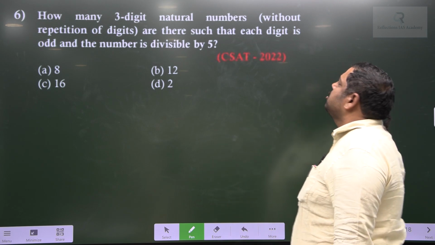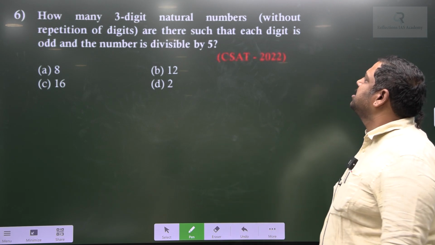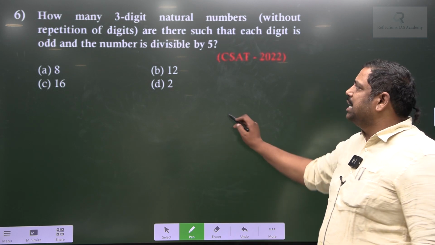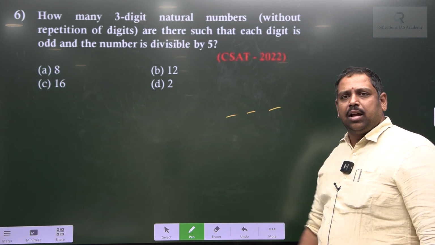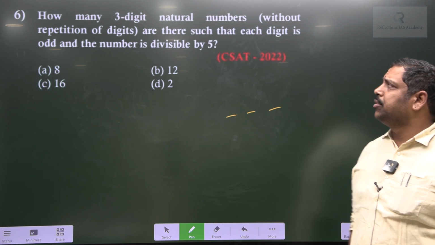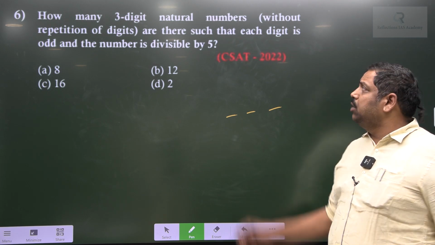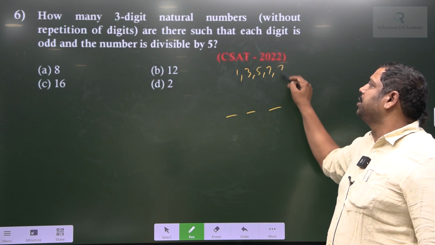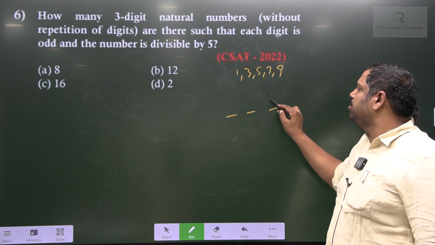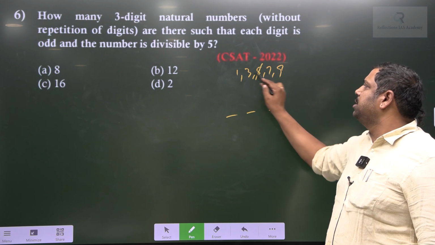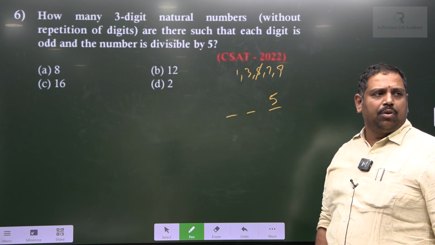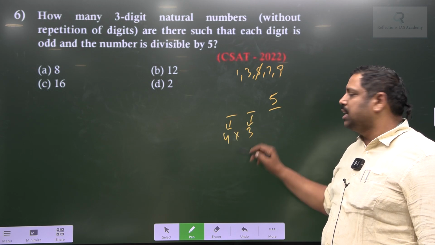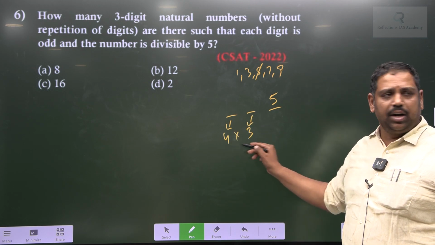How many 3-digit natural numbers without repetition of digits are there such that each digit is odd and the number is divisible by 5? 3-digit numbers you need. And repetition is not allowed. And only with odd digits, right? Odd digits means 1, 3, 5, 7, 9. And it is divisible by 5. Divisible by 5 means last digit should be 5. How many digits are left out? 4. Any digit may appear here, right? Other than this one. So 4 into 3, how many are there?